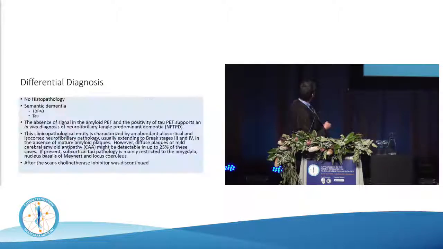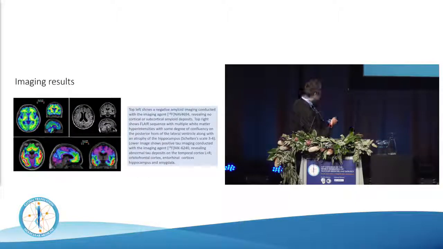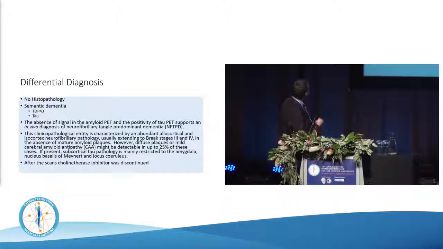Here is his amyloid scan, and the amyloid scan was negative. And this is the tau scan, and the tau scan shows a very significant deposition of tau in the entire brain. We don't have a histopathology of this patient. We don't know exactly whether our tau imaging agent is sensitive to other aggregates, including TDP-43. We don't know yet, we didn't try.